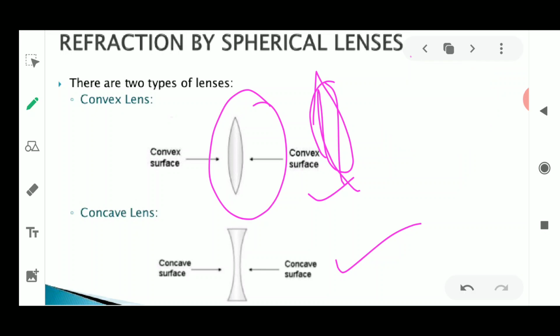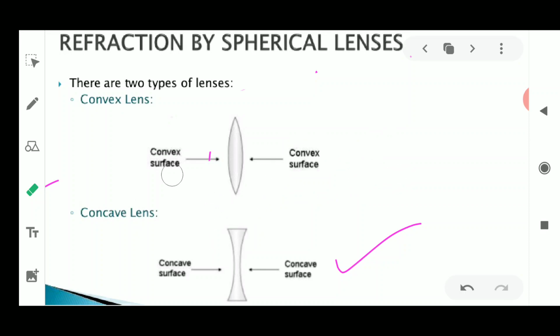In the details of these lenses, first I am going to discuss the shape of these lenses, which you could see clearly in this diagram: the bulging surface is there in one, and in the next one there is the non-bulging surface, the surface which is curved inwards. This is known as the concave surface.